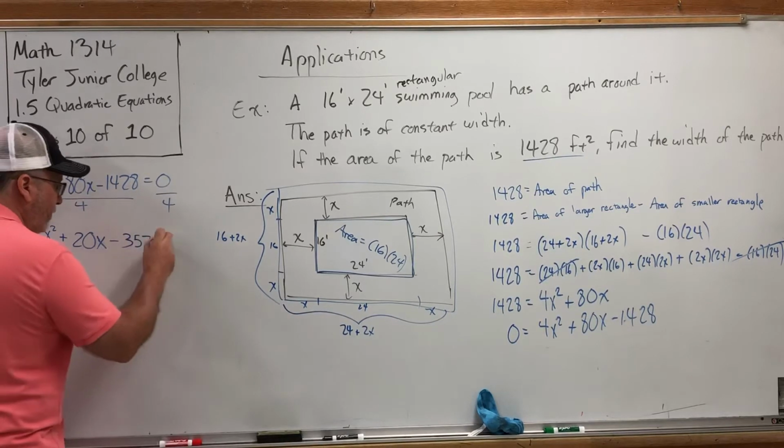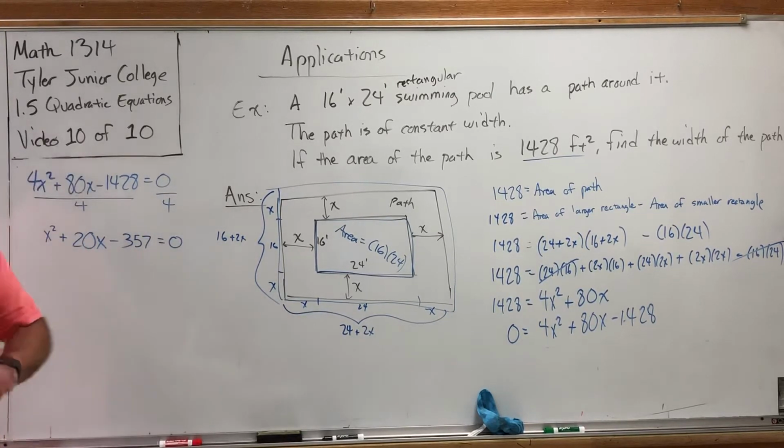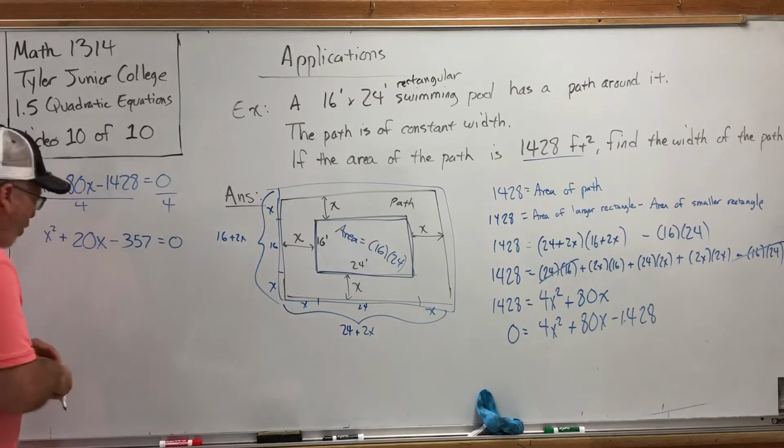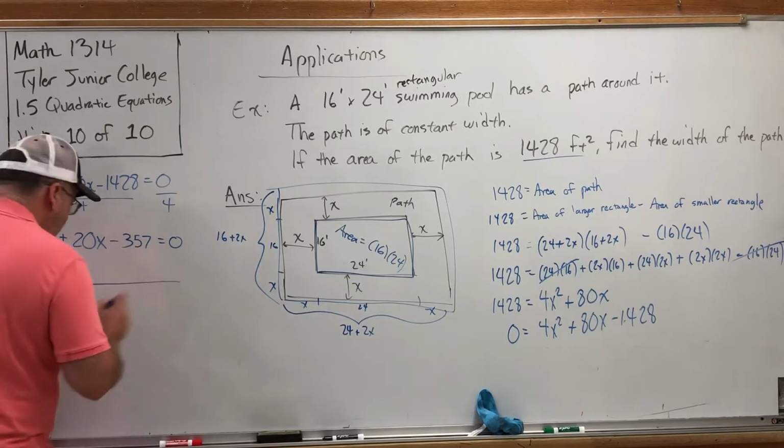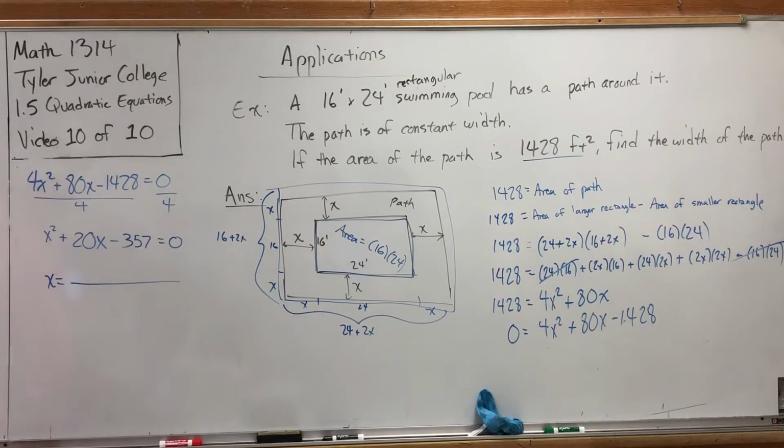357. Let me check that. I should have just done it in the calculator in the first place. It would have saved a little bit of time. Yay, 357. At this point, you could try to factor or you could get out the quadratic formula. I choose the quadratic formula. I'm pretty sure that this is prime and won't factor.